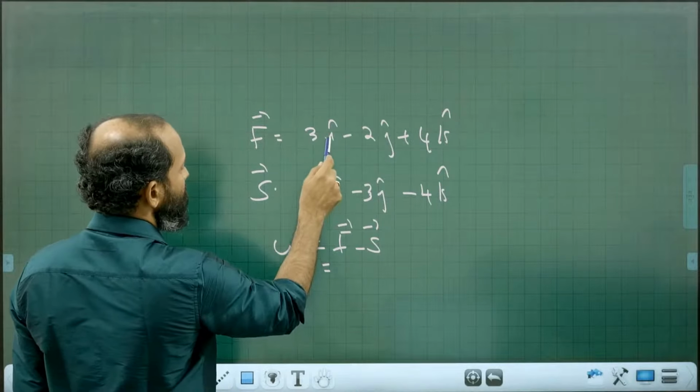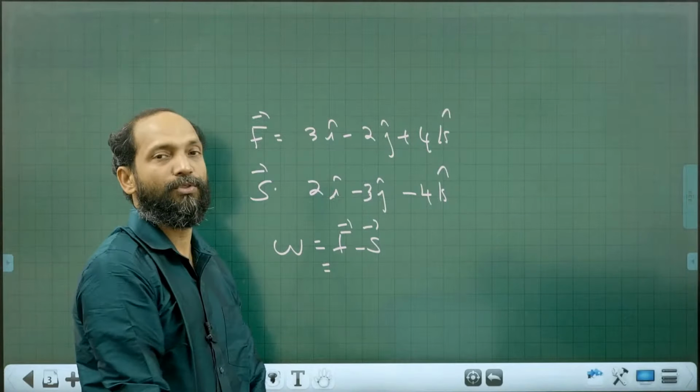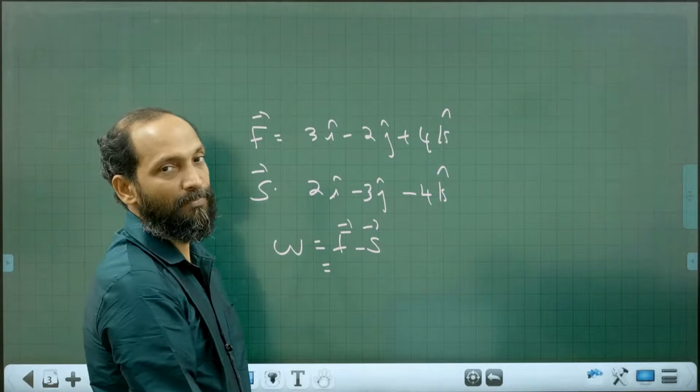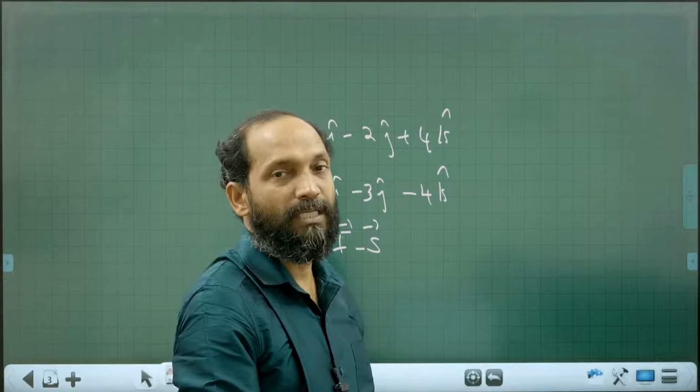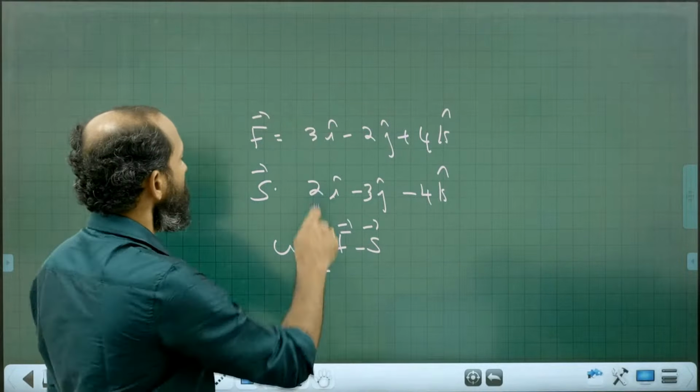I cap dot i cap is 1. The dot product of orthogonal unit vectors, i dot j is 0, i dot k is 0, j dot k is 0. But i dot i is 1, j dot j is 1, k dot k is 1. We have learned this. So i dot i is 1.